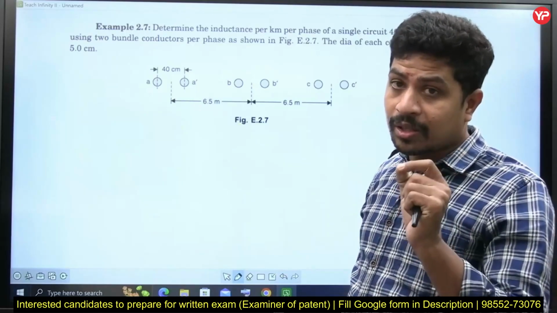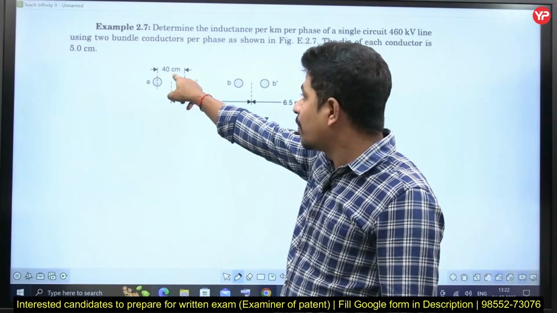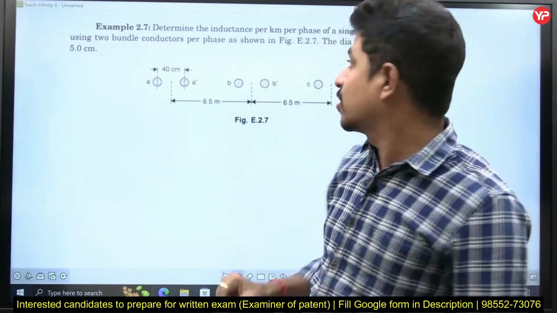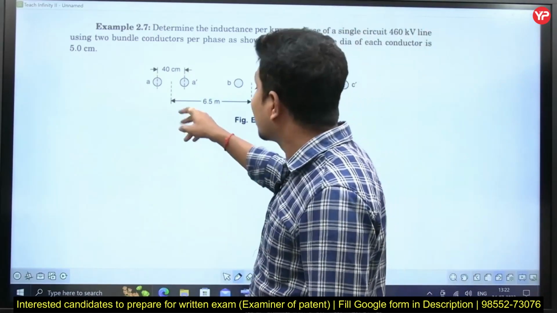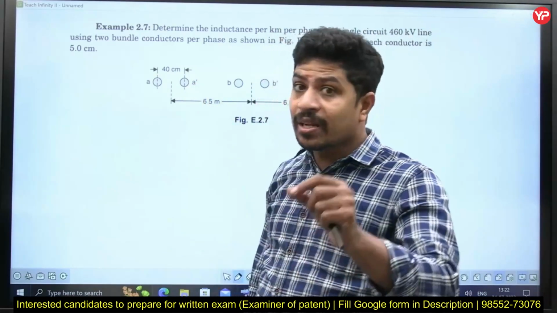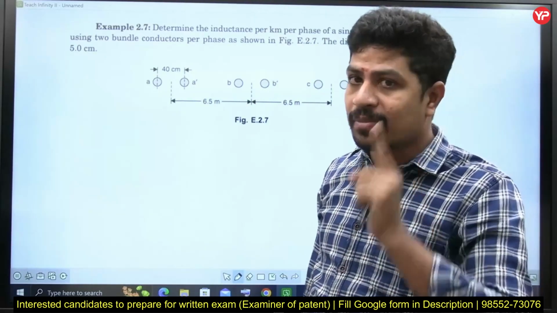One important thing to note here is, the bundle distance or subconductor distance is given 40 centimeters, and the radius is also given as 5 centimeters, but the distance between one phase to another phase is given in meters. Look at those units, otherwise you will commit a mistake.